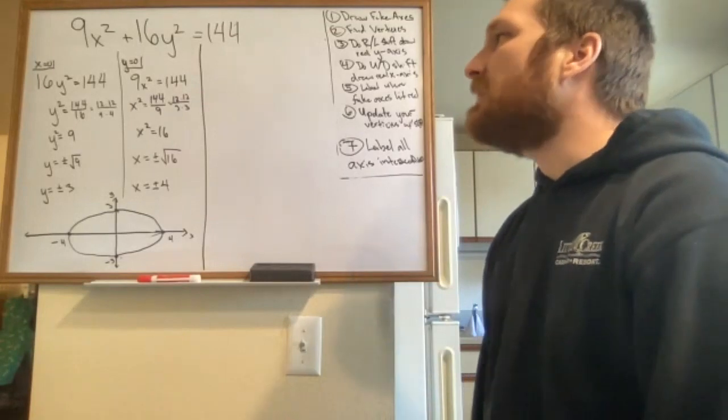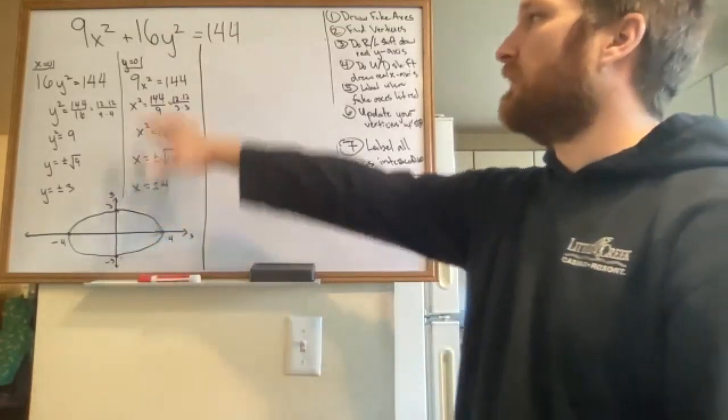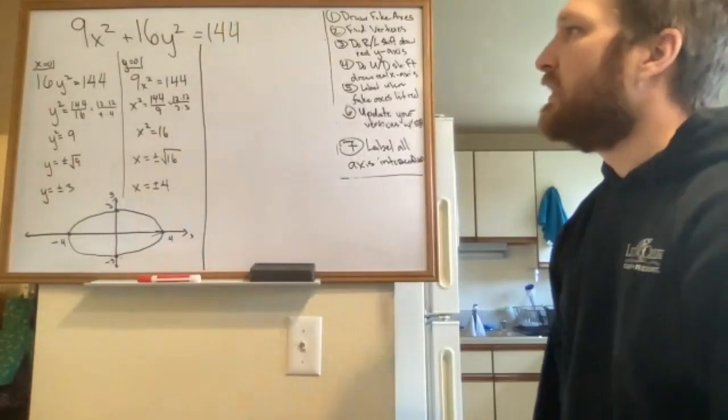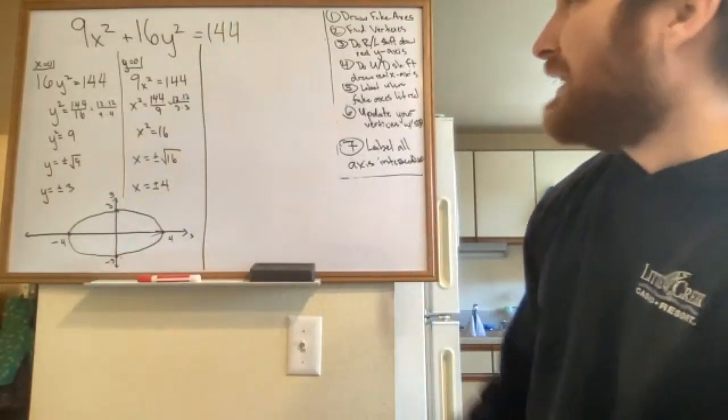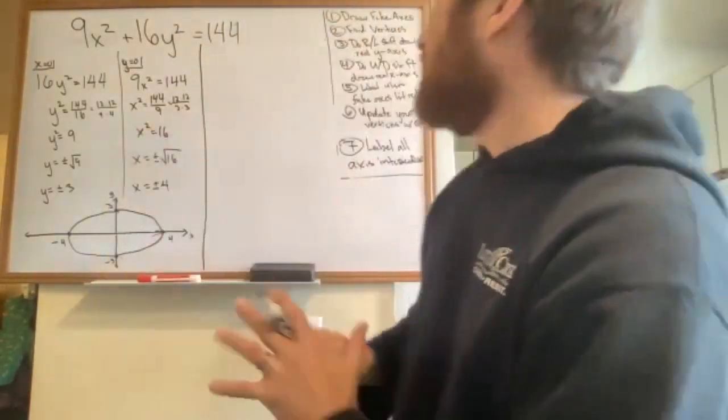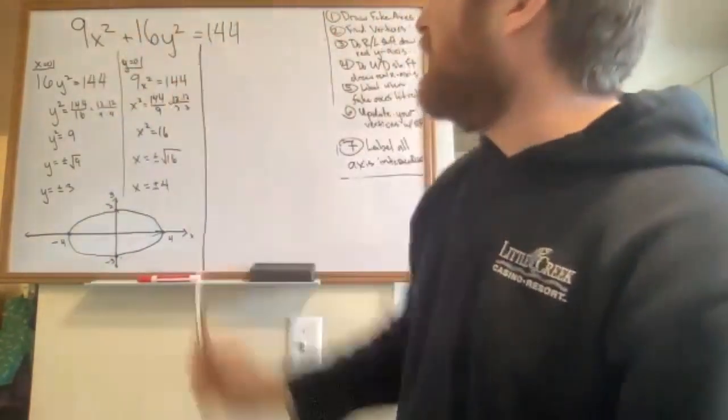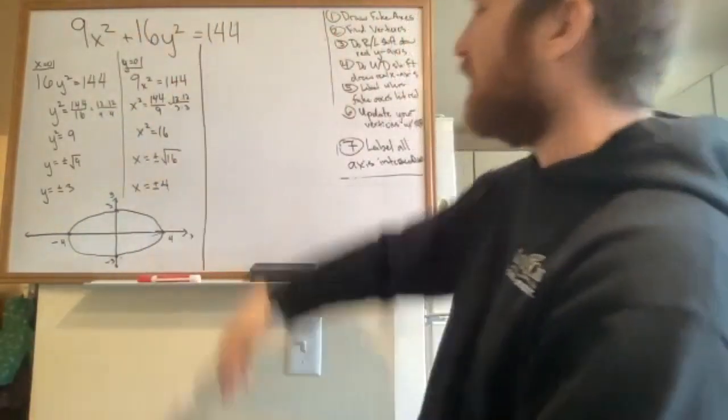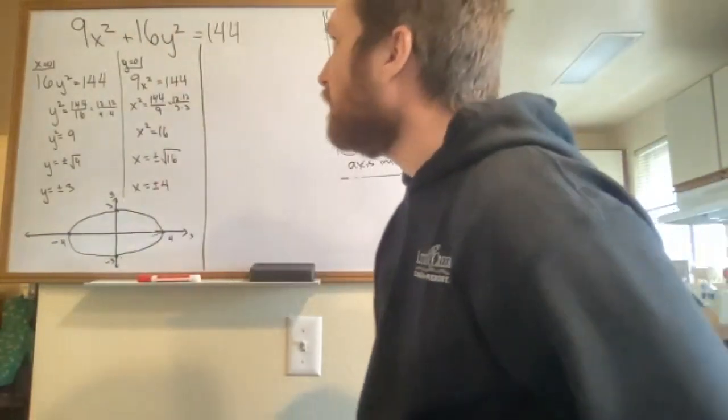Now, that's one way of doing it if you have something like this. It's by no means, at least to me, obvious that I look at that thing and say, oh yeah, plus and minus 4 and plus and minus 3.